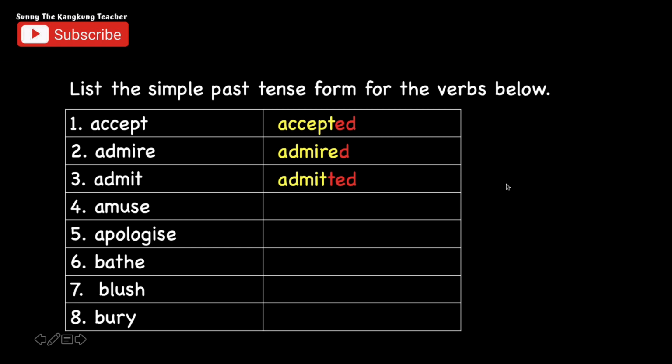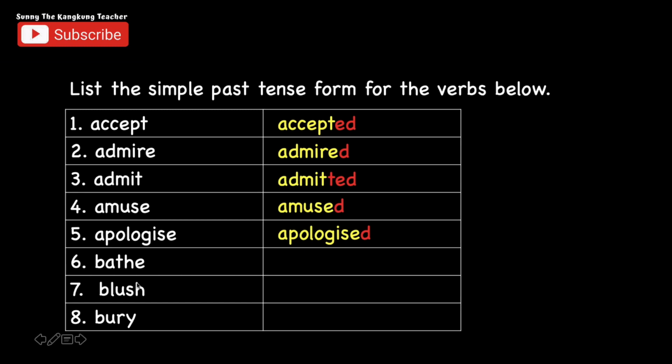Number 4, amuse. Look at the verb, it ends with an E. Correct, rule number 1. Amused. Number 5, apologize. Look at the word, it ends with an E. Very good. Rule number 1. We just add D, apologized.